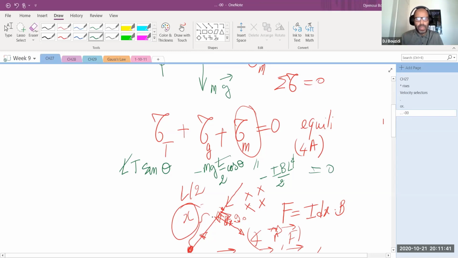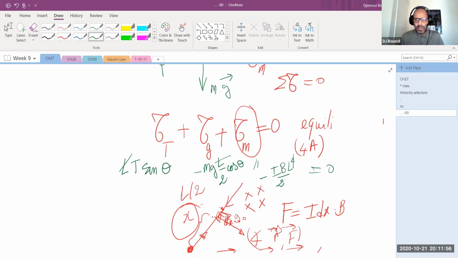This is one equation with one unknown. Theta is given, 53 degrees. M is given, I think 84 kilograms. G, I took it to be 10. You can take it 9.8 if you like.